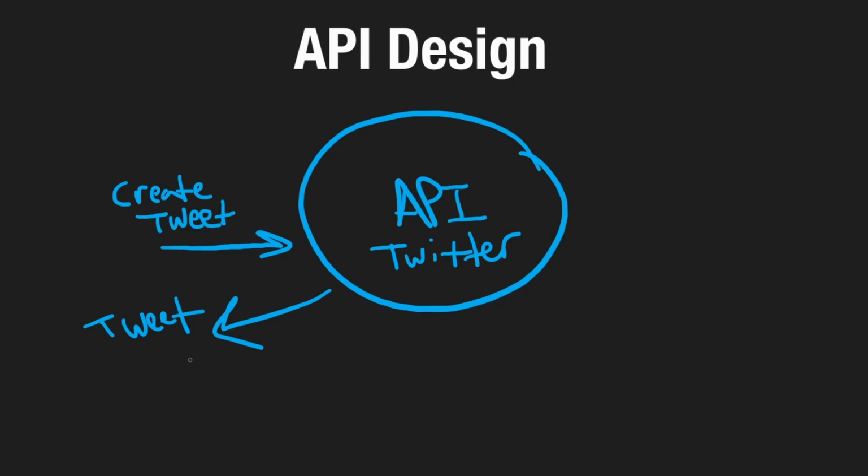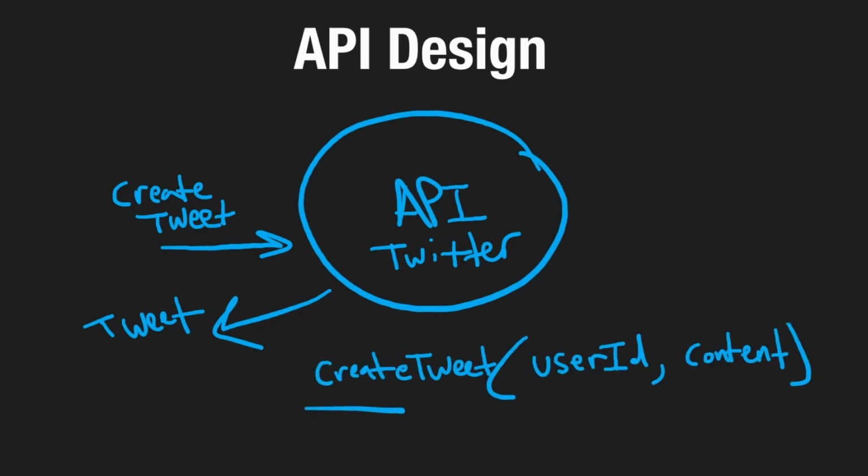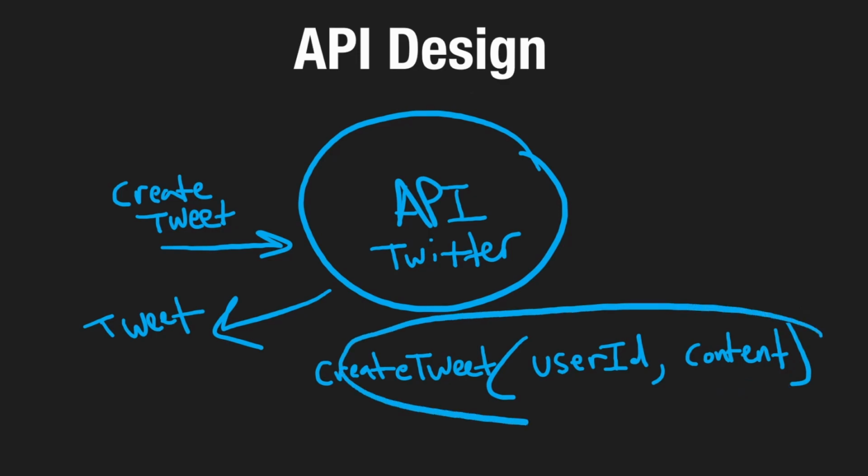But the reason API design is a really important topic in the real world is because with publicly facing APIs, we can't change stuff. Like, let's say we have a method or an endpoint for creating a tweet. Let's say it looks something like this. If we want to create a tweet, we have to give the user ID of the person creating the tweet and the actual text content of that tweet itself. So that's like our endpoint for creating a tweet.